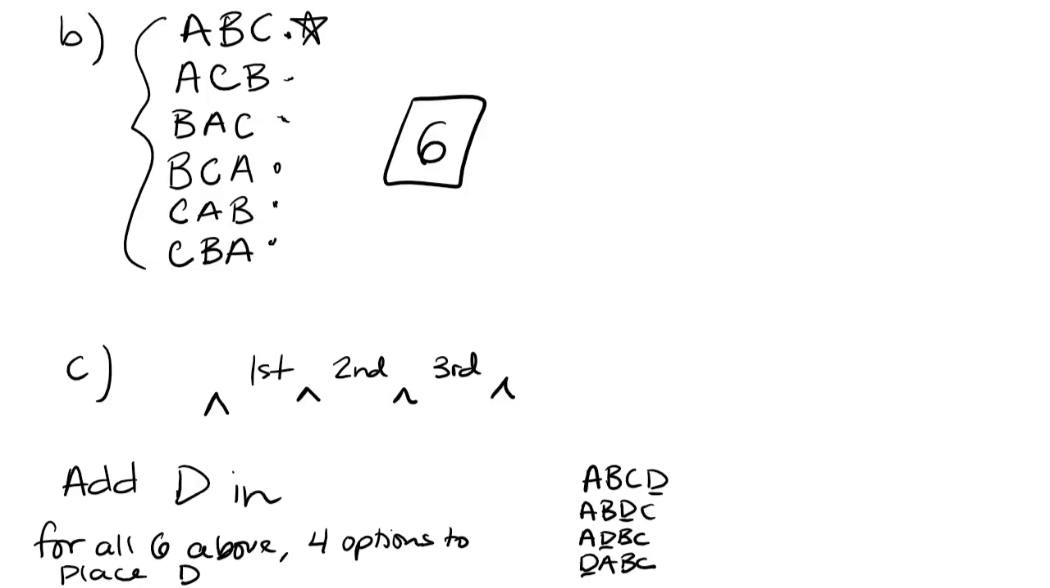So altogether, for all 6 of them, we have 4 different options. So multiply 6 times 4, and we end up with 24 options. So 24 ways to arrange 4 people. And then we could keep thinking about that process continuing. So that's what you guys are going to do in parts D and E.